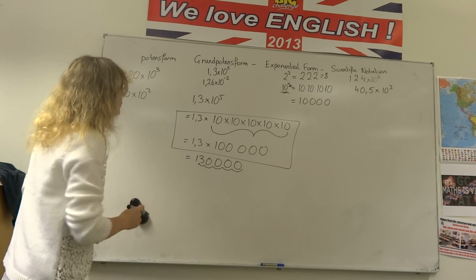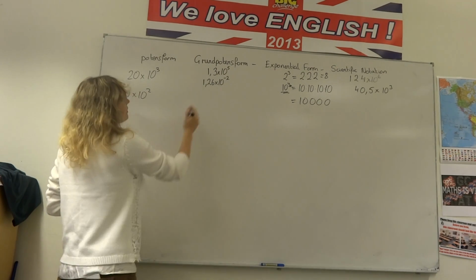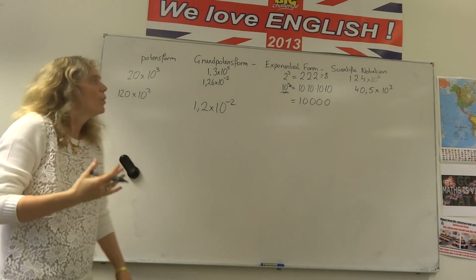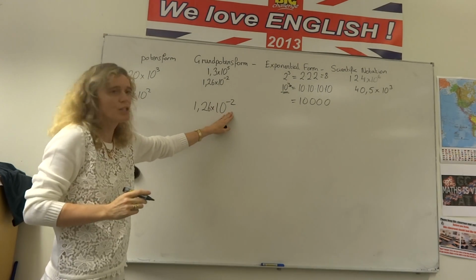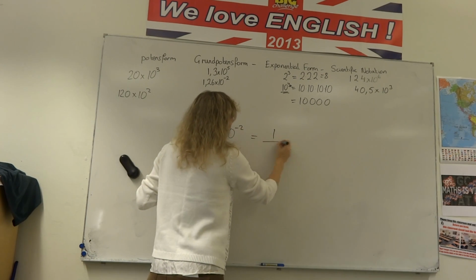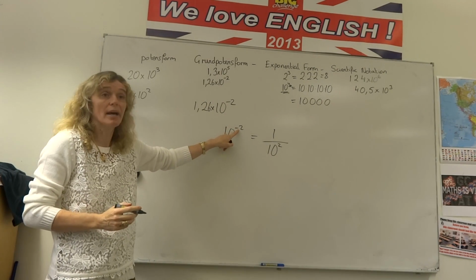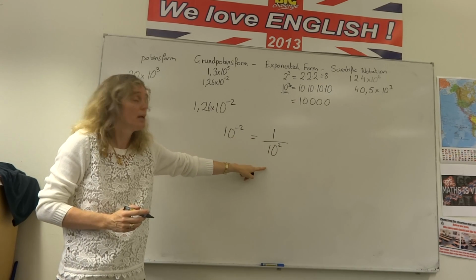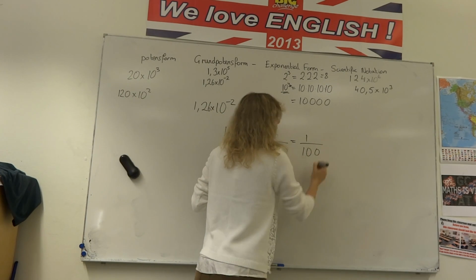Okay? So what do we do then when we have this number? 1.26 times 10 to the minus 2. What does that mean? Well, the times 10 to the minus 2 actually means 1 over 10 squared. So the minus number here is telling you that it's 1 over that number squared. Always. Okay? Which means that 10 to the minus 2 actually means 100th.